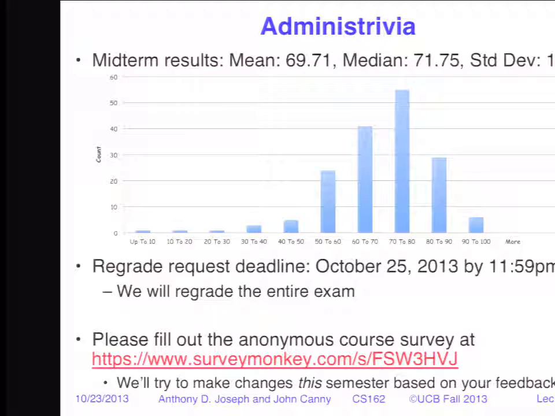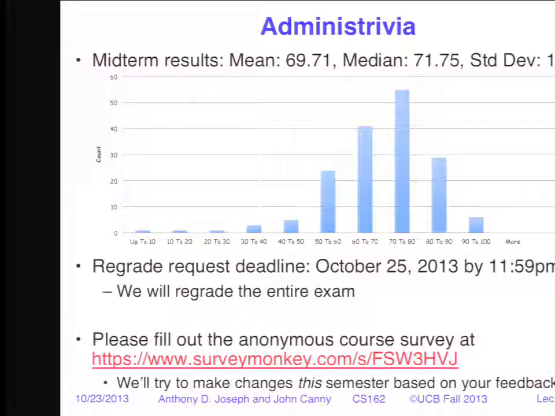Now, PandaGrader makes it really easy to ask to have your exam question regraded. You just push that button. If you push that button, which you have to do by Friday at midnight, we're going to regrade your entire exam.